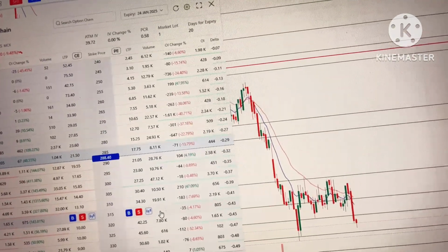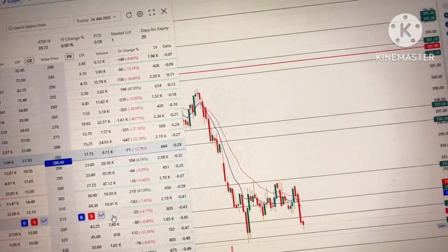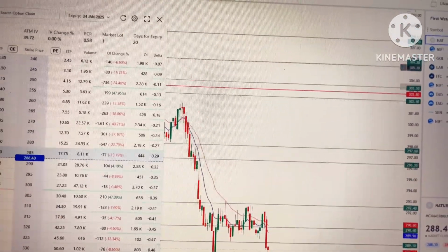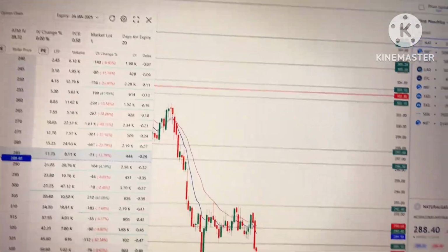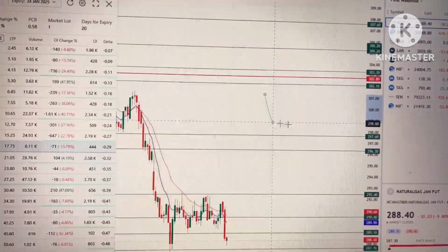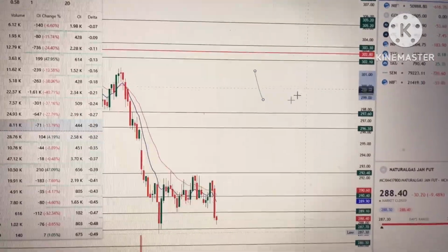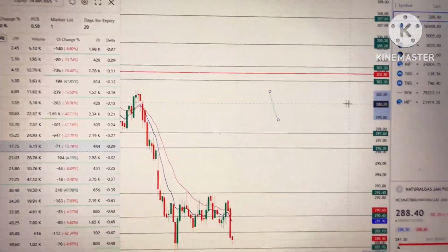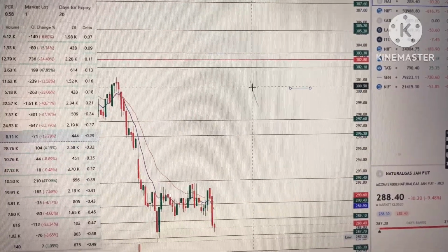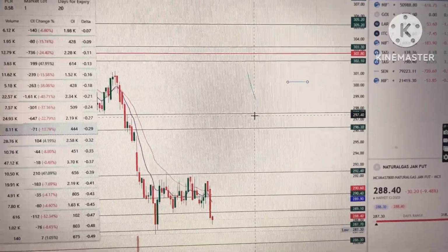That time you can take multiple quantities. But when there is no expiry, don't take more lots. Try to trade with just one lot, because sometimes you have to give more stop loss, so your loss will show more. So don't take more, just do it with one lot.